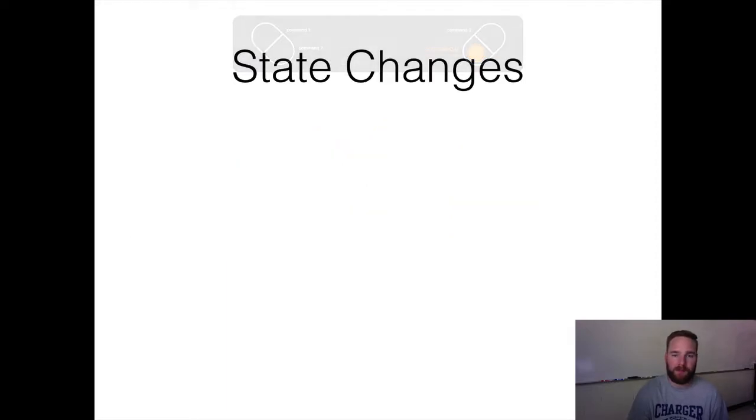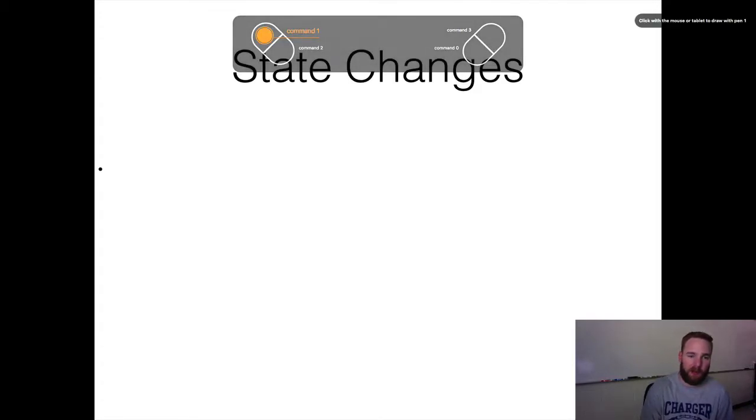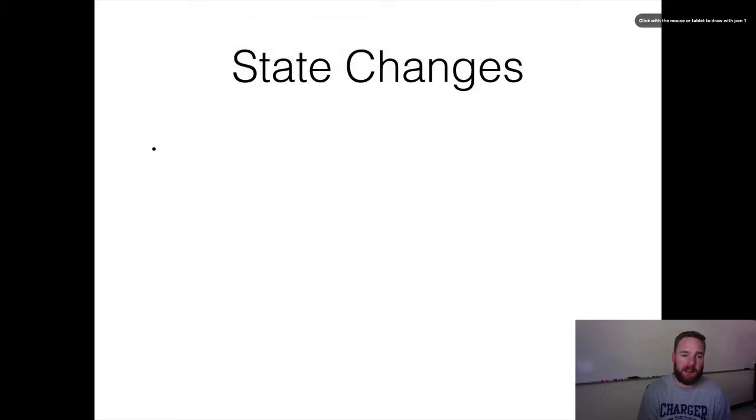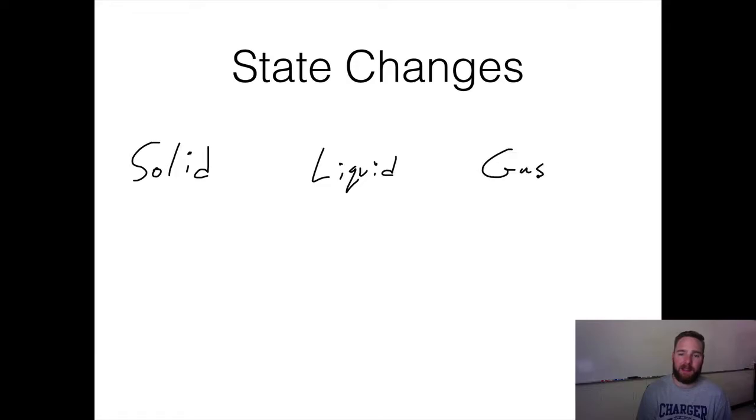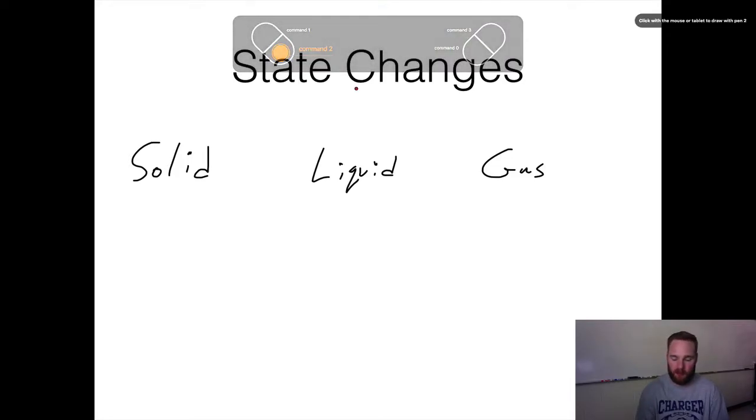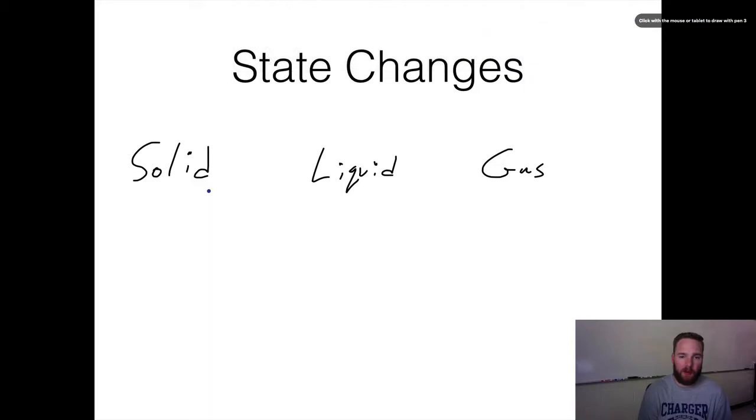All right. State changes. So we can talk about solid, liquid, gas, and we can go from one state to another. And I'm not talking about states of the union, but I'm talking about states of matter. So let's go solid on the left, liquid in the middle, and gases on the right. Okay, so what can we do? I'll use blue for this one. We can go from a solid to a liquid. We're adding energy or adding heat when we're doing that, and we call that melting.